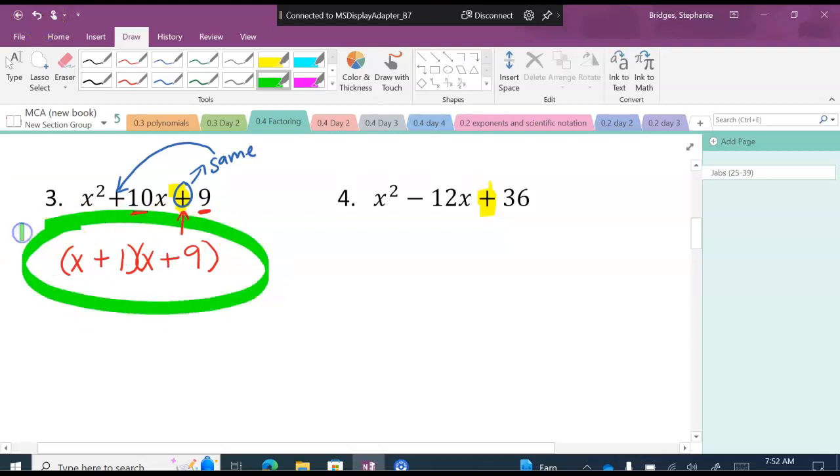So that's my answer. That's exactly how I leave it. I could also write x plus 9 times x plus 1. The order of the parentheses doesn't matter. What does matter is that you have the 9 and the 1, and you have the 2 plus signs in your parentheses.